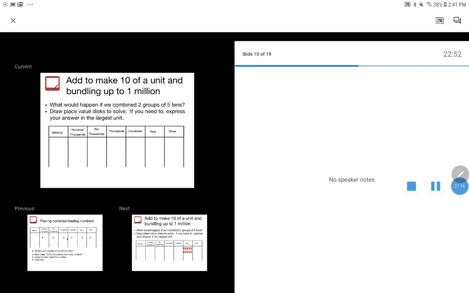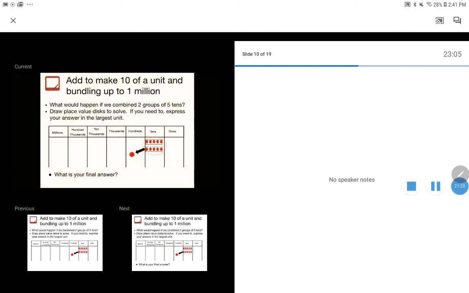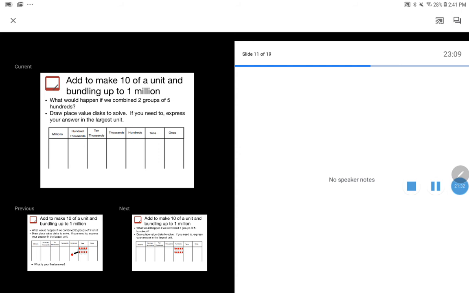So let's look at that. My 2 groups of 5 give me 10 tens, and that bundles up to make 100. So our final answer is 100. Very good. All right, erase. Now you can leave your names. You don't have to erase them.